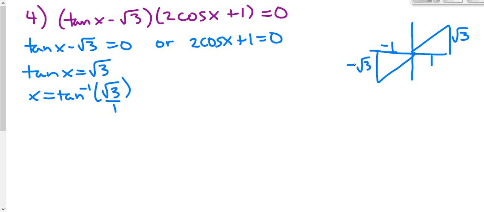So what angles are we looking at here? That would be a 60-degree reference angle. So one answer is 60 and the other answer is 240. Let's convert those to radians. And we get pi over 3 and 4 pi over 3.